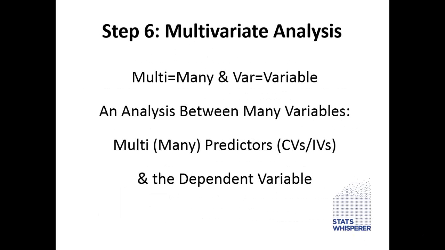So if we break up the term multivariate analysis, we know that multi means many, and var means variable, so we can infer that it's an analysis between many variables. Right? Specifically, it's an analysis that involves many predictors, right? So, more than one covariate variable or independent variable being related to the dependent variable.